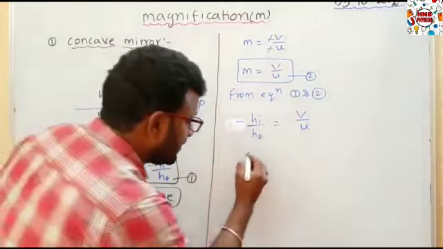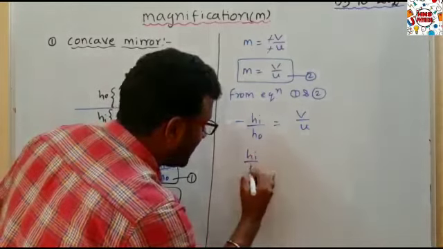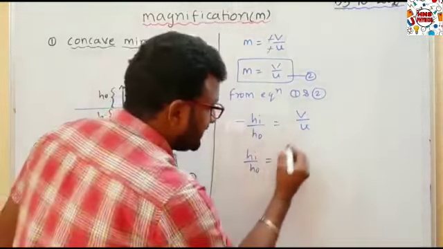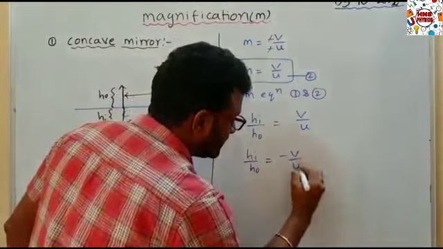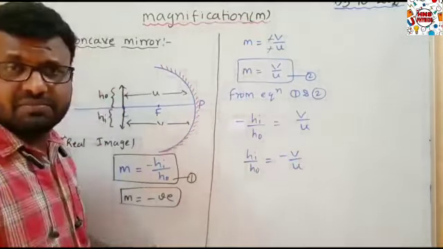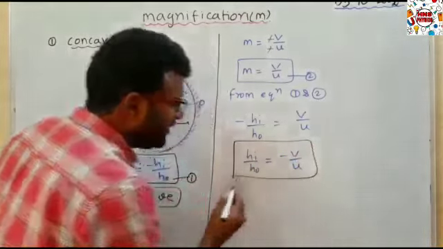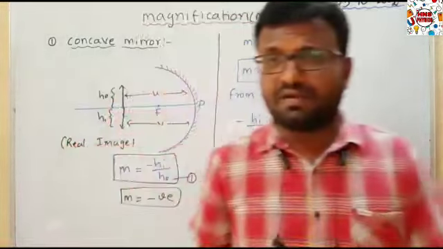Or from here, if you write one more step, height of the image by height of the object is equal to, if you multiply both sides with minus, then on the right side you will get minus. So that is height of the image by height of the object is equal to v by u. So by using this formula, if you know any two or any three factors, we can find the other factor.